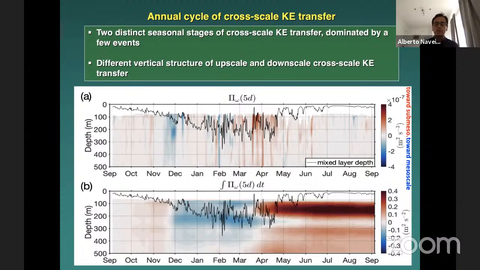And I should remark that you shouldn't read too much into the annual integral of these two seasonal stages, because that annual integral is a little bit sensitive to exactly how you do the analysis and exactly how you define various things, or make various choices in the analysis. So don't read too much into that annual integral.